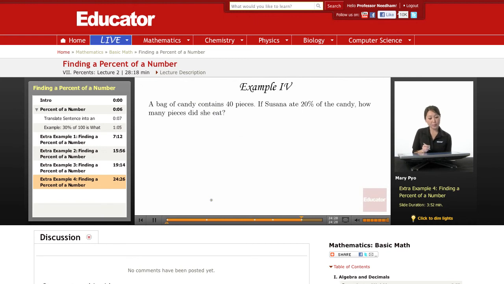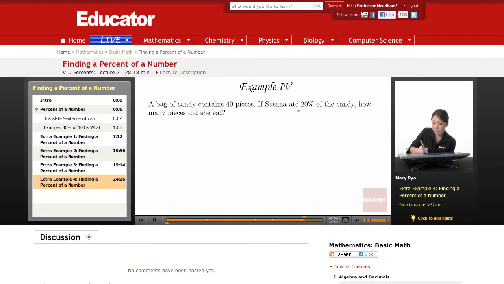And the final example, a bag of candy contains 40 pieces. If Susanna ate 20% of the candy, or everything in the bag of candy, how many pieces did she eat? So a whole bag contains 40 pieces. She ate 20% of it. How many pieces did she eat?